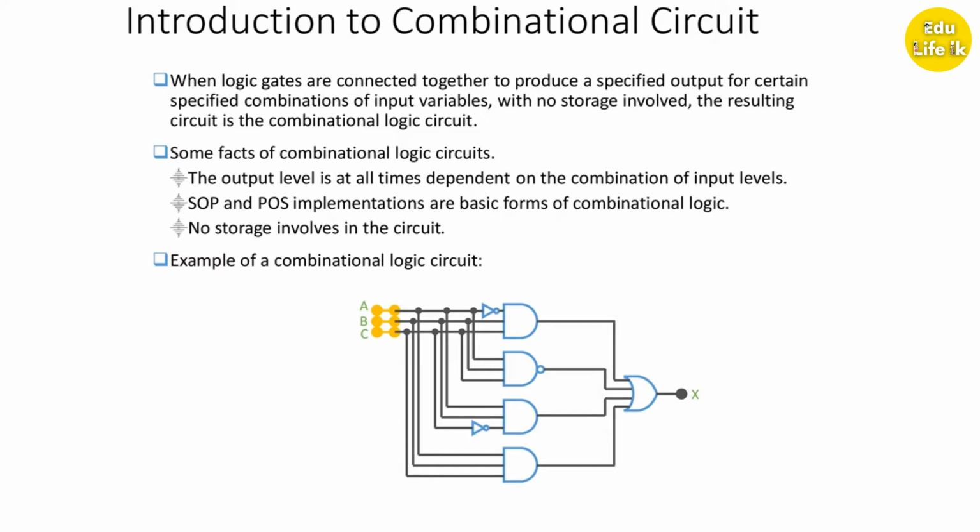This diagram shows an example of a combinational logic circuit. You can see the combinational logic circuit. What are the types of gates we use in this combinational circuit?